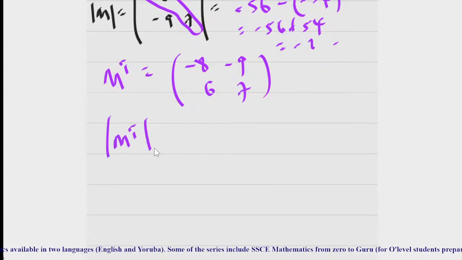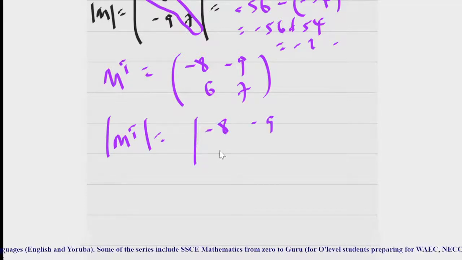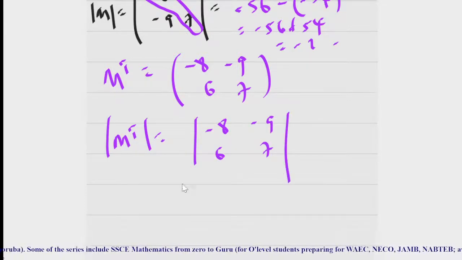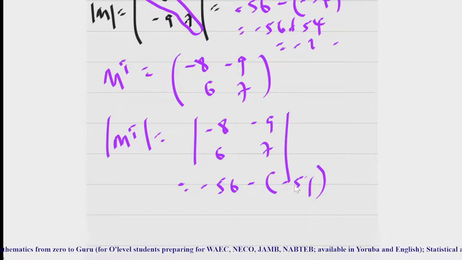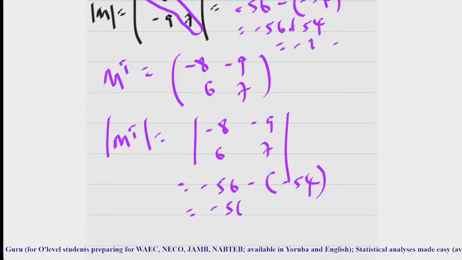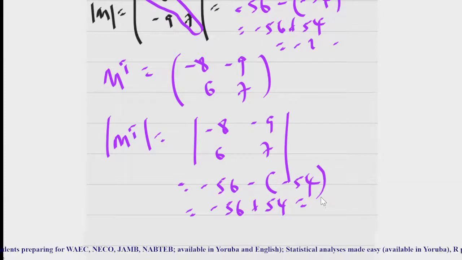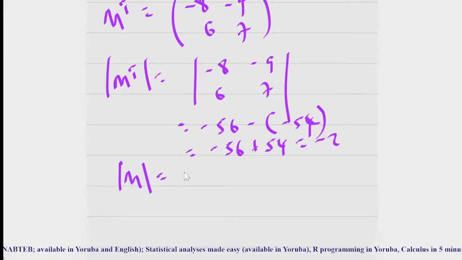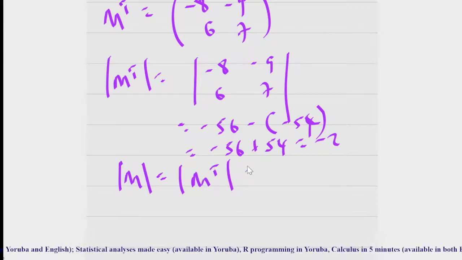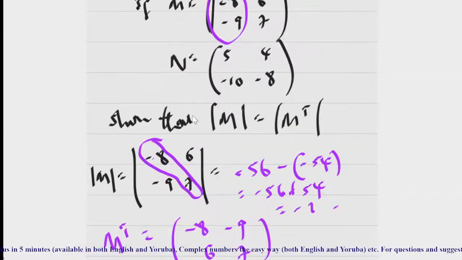So then determinant of M transpose will now be minus 8, minus 9, 6, 7. You understand now? So that's going to give me minus 56 again, minus 54, which is equal to minus 2. What do you observe? You notice that the determinant of M is the same thing as the determinant of its transpose. So what we can conclude adequately here is that the determinant of a square matrix is equal to the determinant of the transpose of such matrix. I hope you understand now.